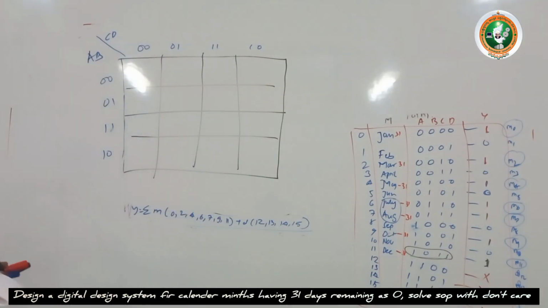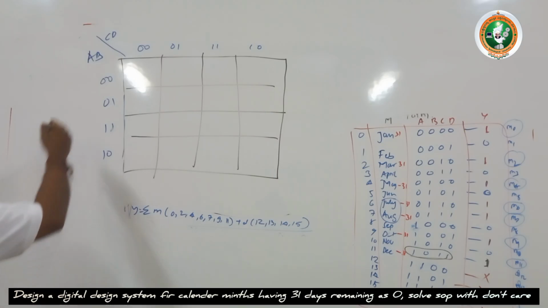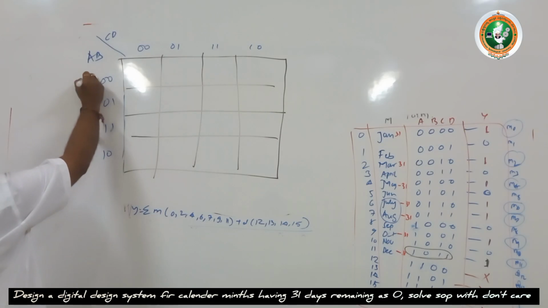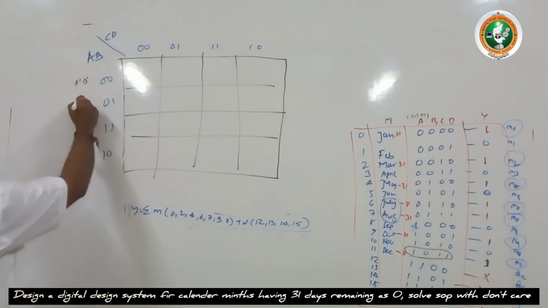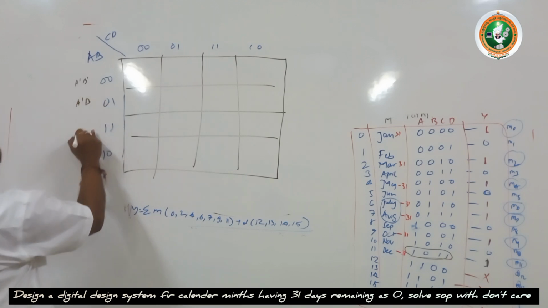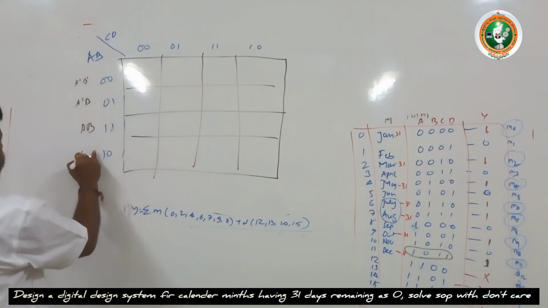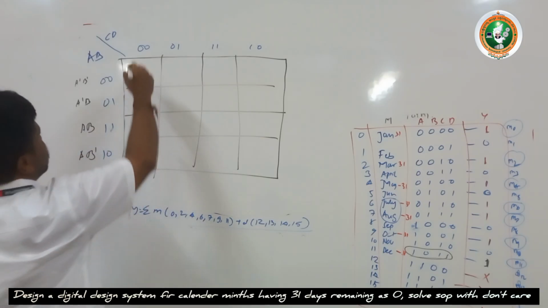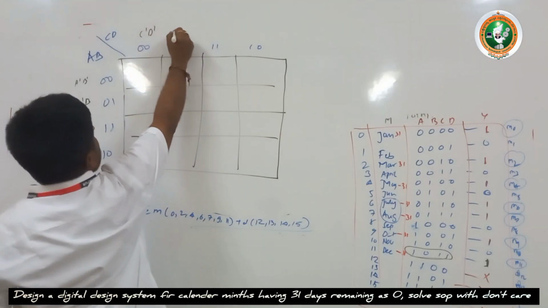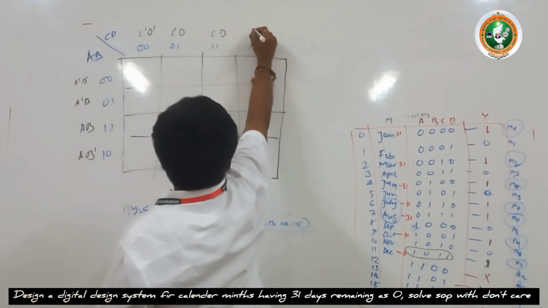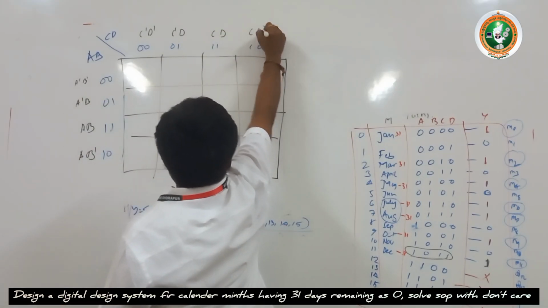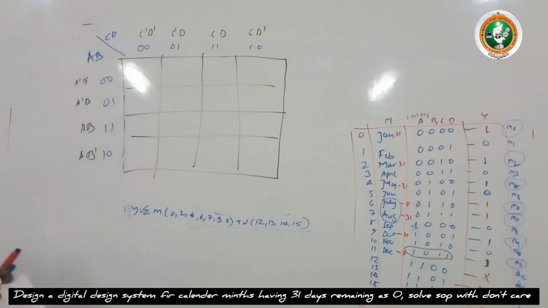Okay, what we are using here is the SOP form. SOP means I have to write A dash B dash. A 0 is considered A dash, and 1 is considered A itself, the normal form. A dash B, A B, A B dash like this. C dash D dash, C dash D, C D. Next is C D dash. Okay, got it.